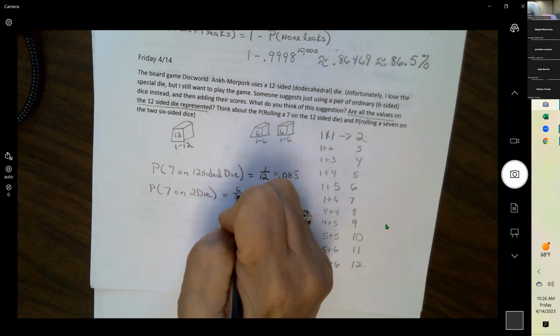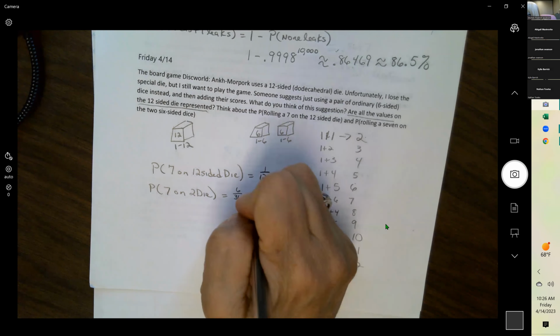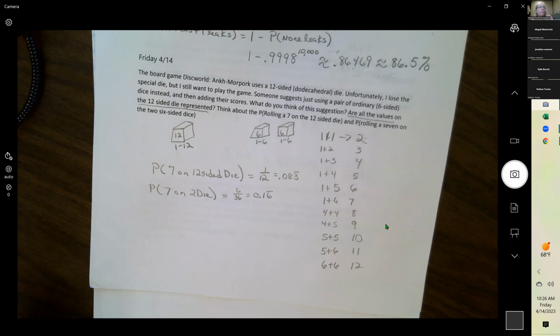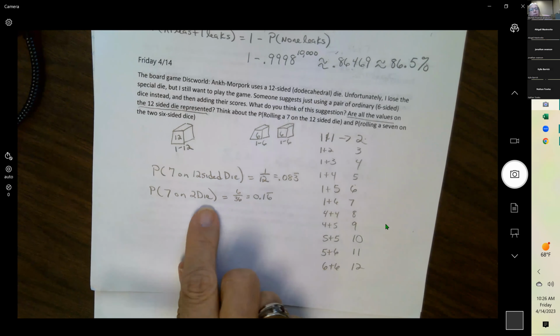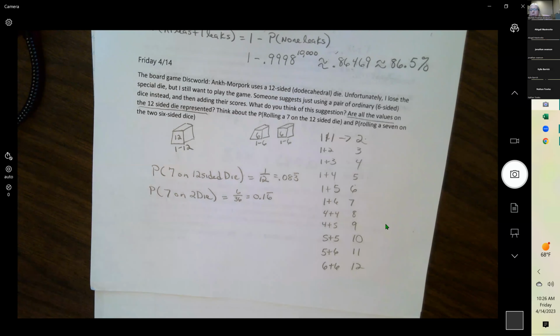out of the 36. 6 divided by 36. So you have a higher probability of getting the 7 here than you did there. So your probabilities when you're rolling are different. 7's actually the highest.